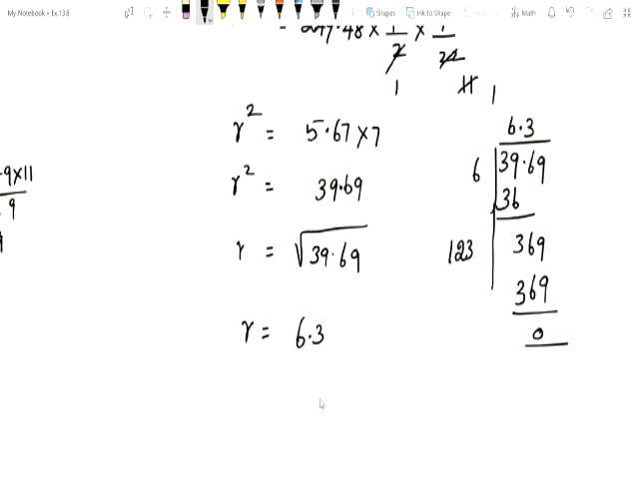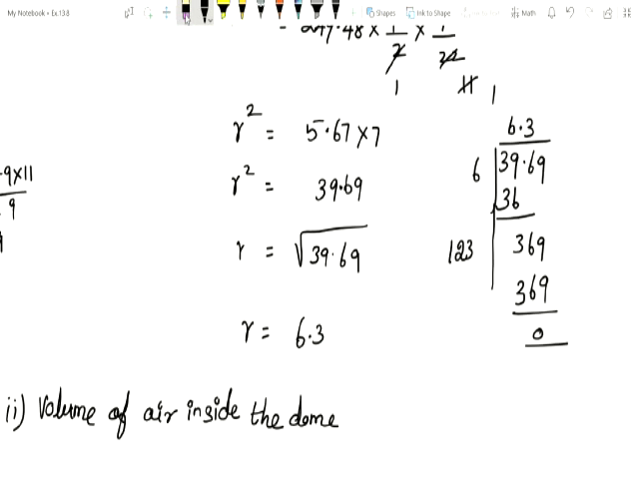Now we are going to find volume. Volume of air inside the dome. Dome is in the shape of hemisphere. So volume of hemisphere, what is the formula, children? Volume of hemisphere is 2 by 3 pi r cube.